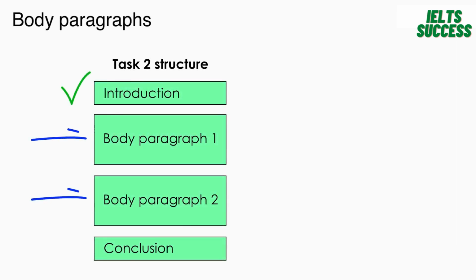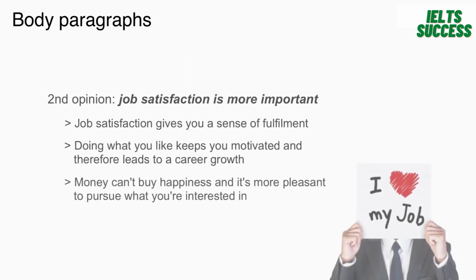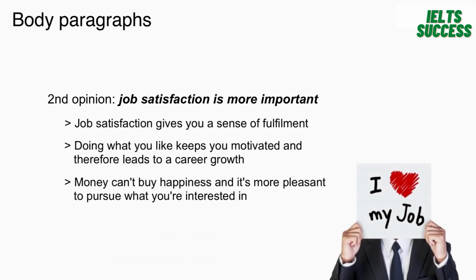Now we move on to the body paragraphs. For agree-disagree questions, it's good to structure body paragraphs in the following way. In body paragraph 1, write the first reason why you agree or disagree, or in other words, write the first supporting point of your opinion. And in body paragraph 2, write the second reason why you agree or disagree, your second supporting point. Good news is that we have already generated our supporting points, so now we should choose any 2 of them for our essay. Let's pick this one.